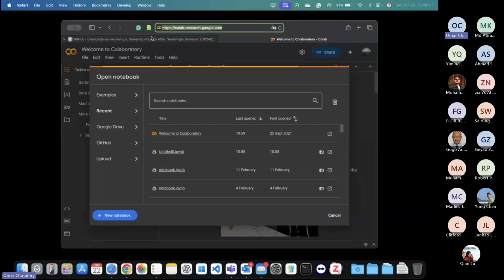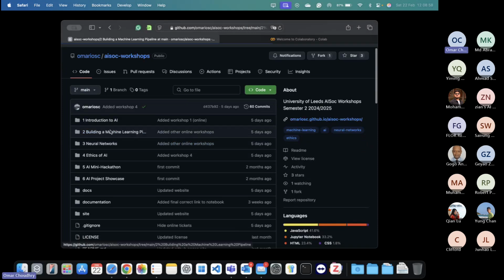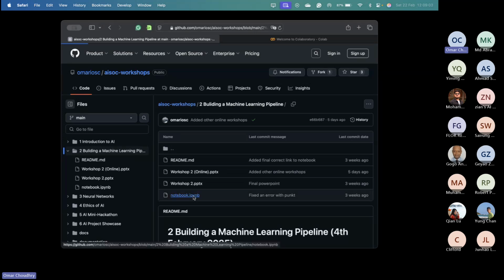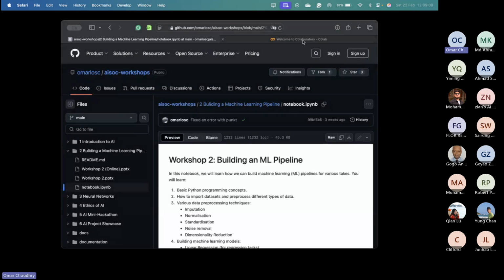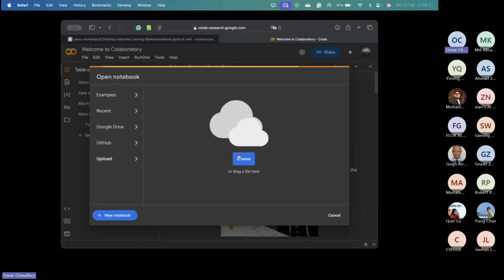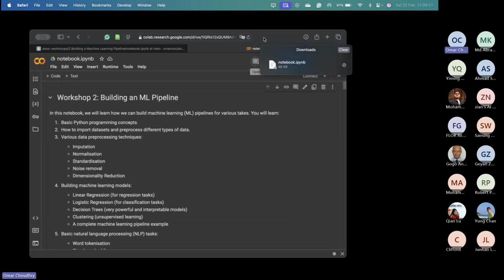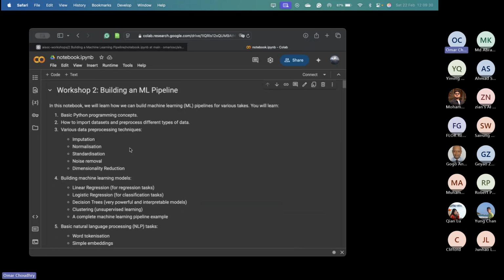Okay, so this is the repository. What you would want to do is go to the folder for building a machine learning pipeline, and then you want to see that there is a notebook file here. You can download it, and then in Colab, you can upload that file. Basically, this is just a website where you have to have a Google account, but it lets you write Python code and run it. And you don't have to have anything installed on your computer. You can use it, and it's very powerful.